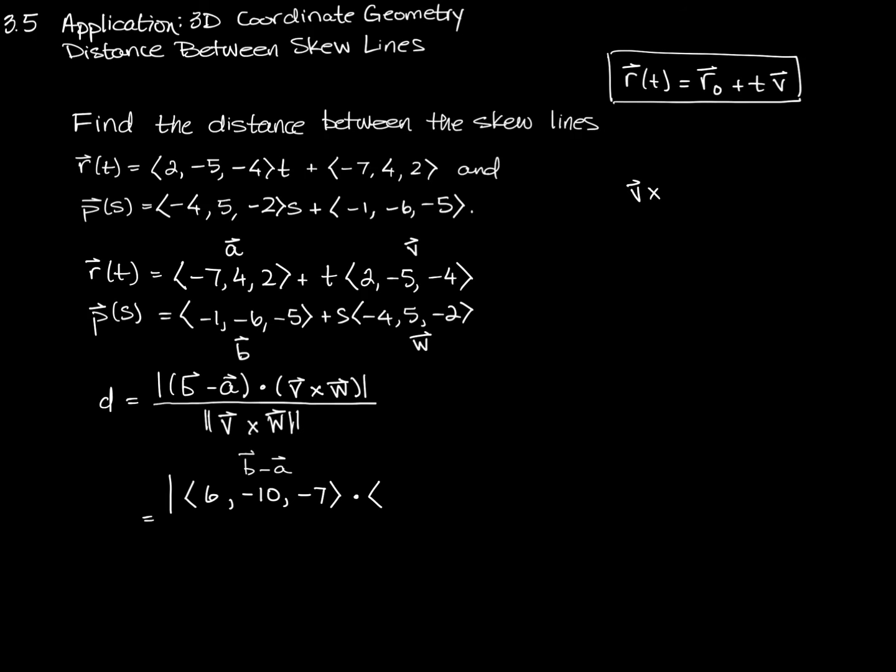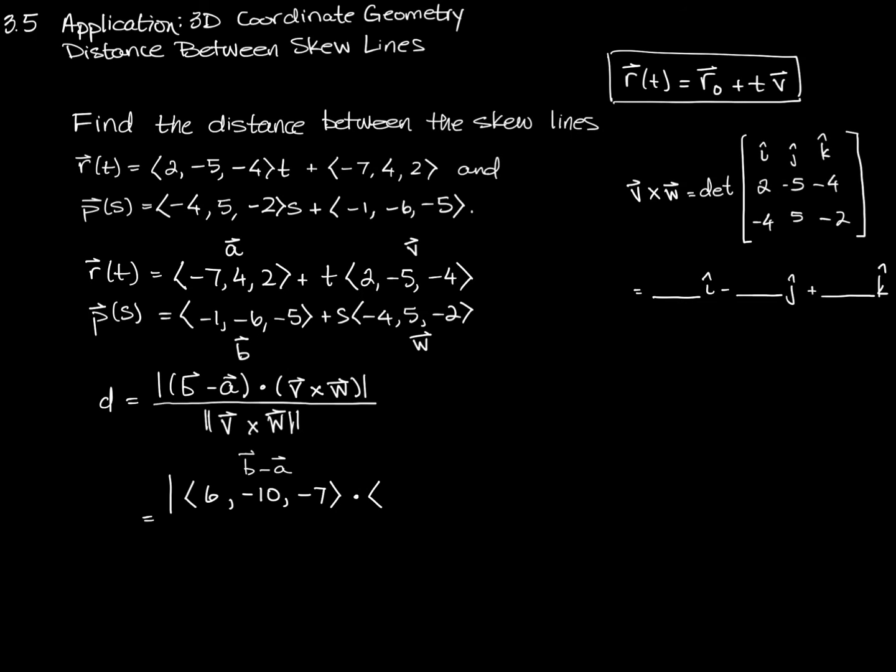V crossed with W will be the determinant of this matrix: I, J, K. V is 2, negative 5, negative 4, and W is negative 4, 5, negative 2. That determinant is going to be something times I minus something times J plus something times K. Please remember to make this minus. We may end up with a negative value here, but this has to be a minus where this one and this one are both positive.